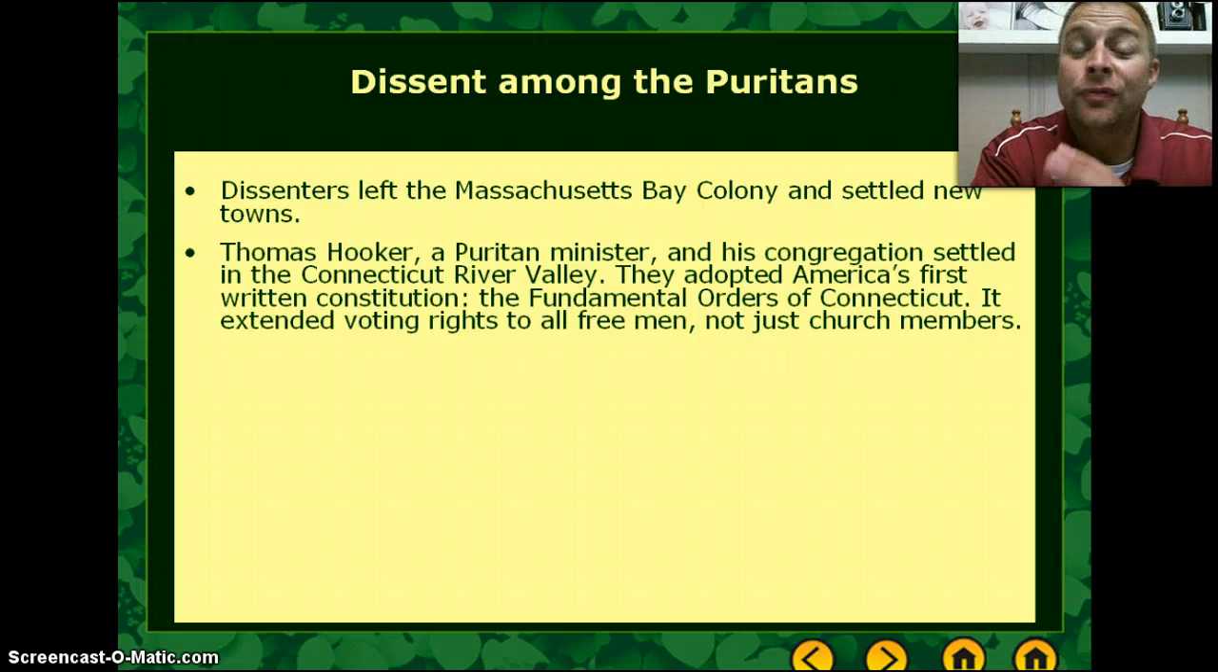They adopted America's first written constitution called the Fundamental Orders of Connecticut, and it actually extended voting rights to all free men, not just members of the church. It was the first to do so.